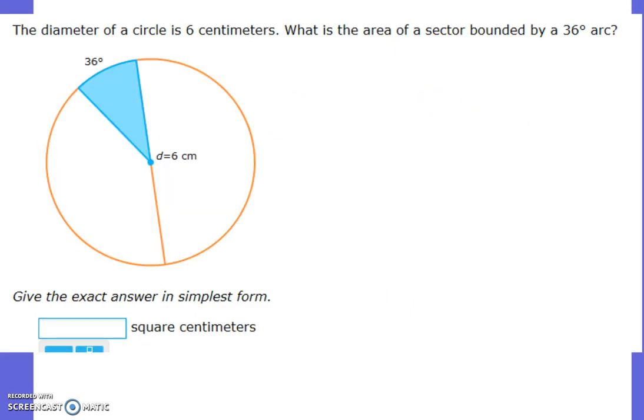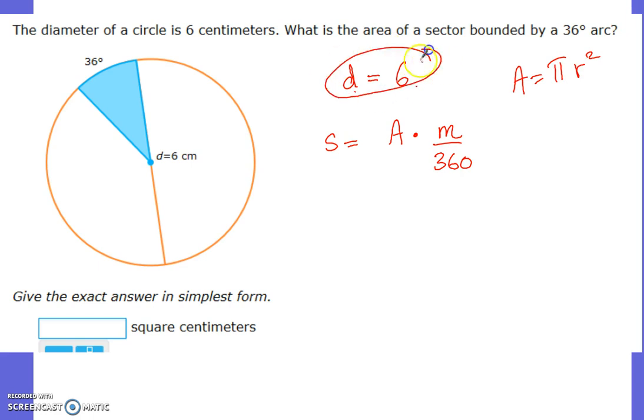One more example. The diameter of a circle is 6. So here they gave you the diameter, which is 6, and you have to find the area of the sector. Area of a sector, we know it's area of the circle times m over 360. So to find area, we need pi r squared. So if the diameter is 6, the radius must be half of 6, which is 3. So pi times 3 squared. 3 squared is 9, or 9 pi is the area here.